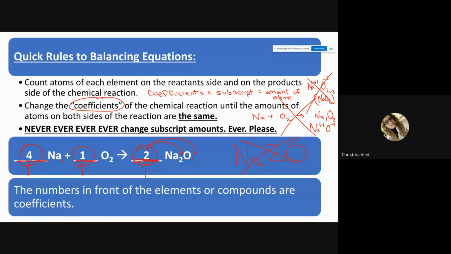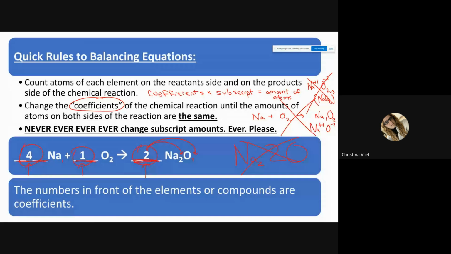If you change the subscript, you change the identity of that compound, basically. And so you have to leave them the same. You're being presented with the correct elements and compounds with their correct amounts. You can only change numbers in the front. You may only change coefficients in this process. If you change subscripts, just know you got it wrong.